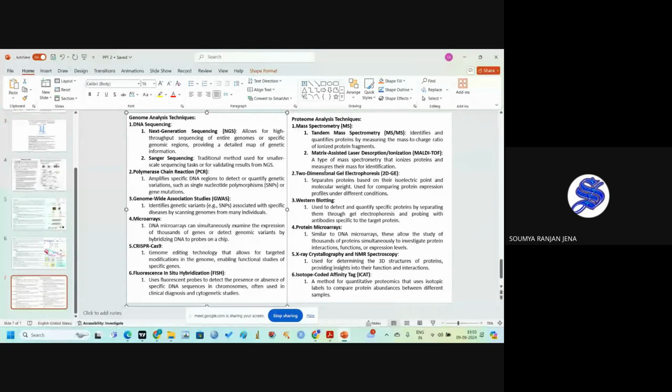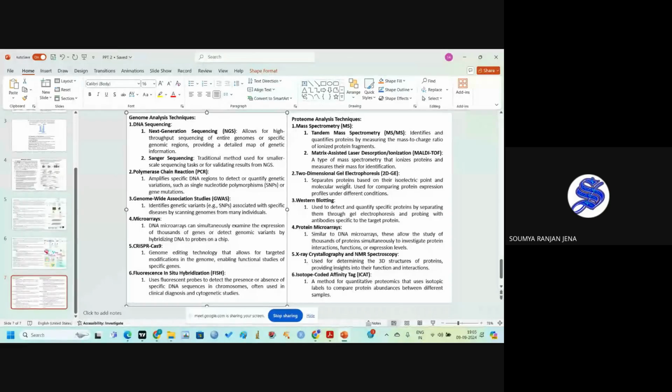And also in the matrix assisted laser desorption ionization technique, in this technique we also study the proteins and measure their mass for identification. We can identify what is the molecular weight of the particular protein by this technique.